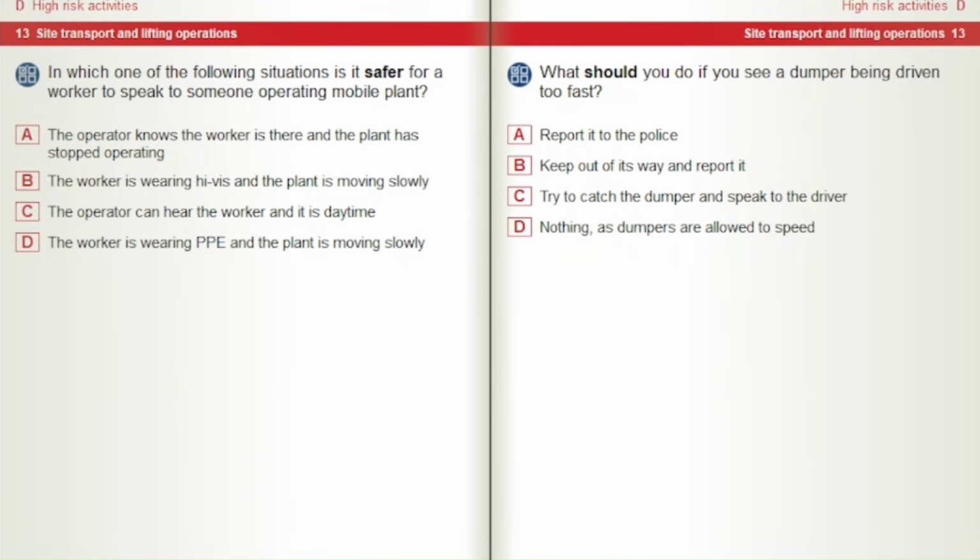What should you do if you see a dumper being driven too fast? Report it to the police. Keep out of its way and report it. Try to catch the dumper and speak to the driver. Nothing, as dumpers are allowed to speed.